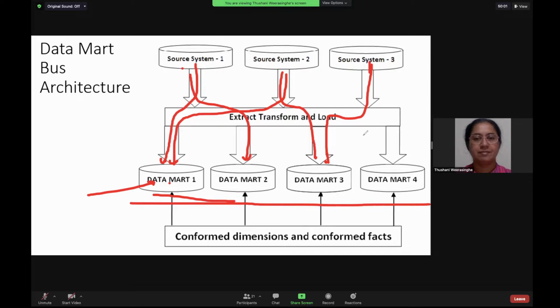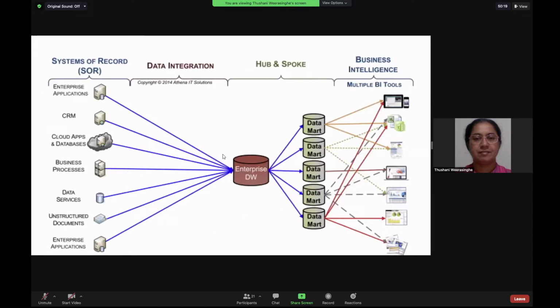So this is a bus architecture where you have the ETL process carried out in the middle. Okay, the staging area. Yes, here. Then again, I have talked about the hub and spoke architecture. Here you can describe that one as well. The hub is connecting everything, and then the spokes are there where you connect the other connections. So this is also explained.